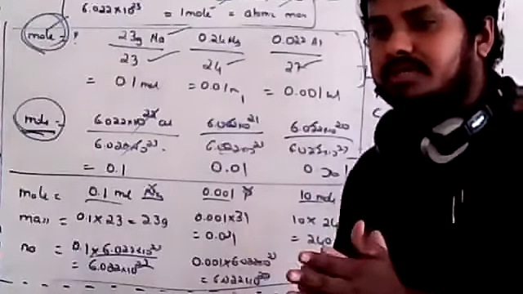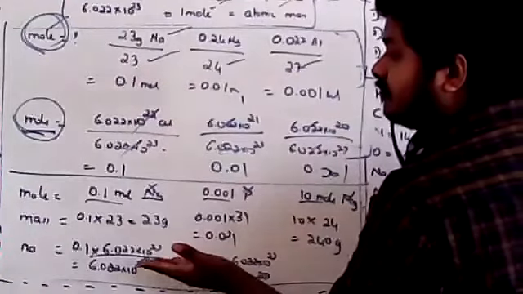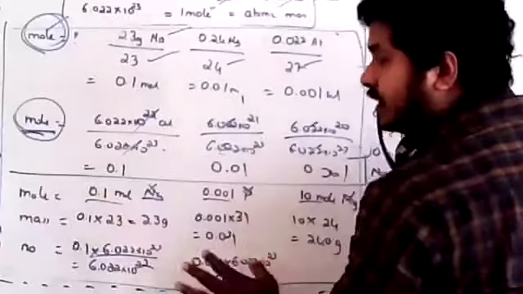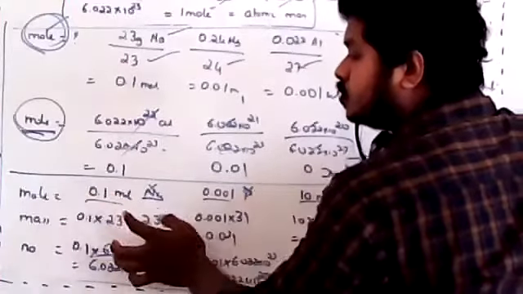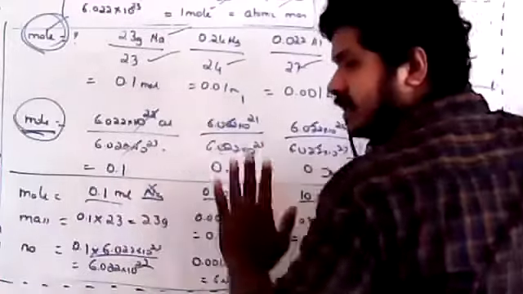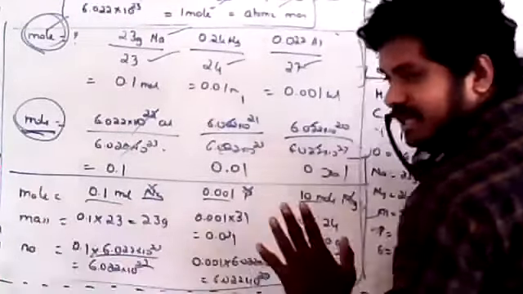There is only 8 minutes left now. Let us directly go now. See, in all these cases, what I've done is mole to mass, mole to number is converted. Mass to mole is converted. Number to mole is converted. Mole to mass is converted. Mole to number is converted.